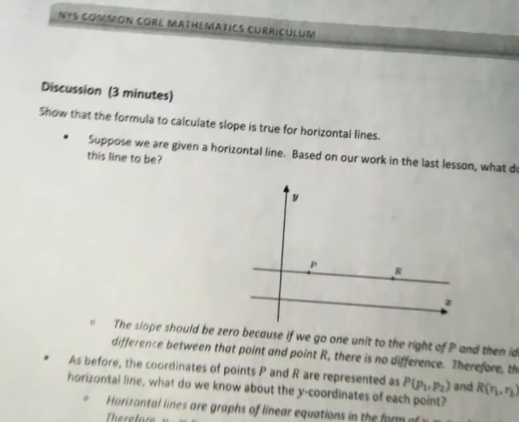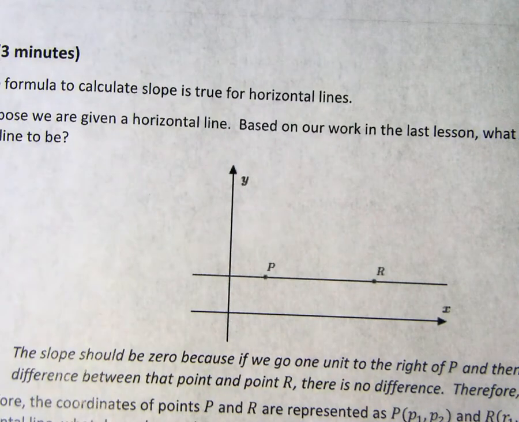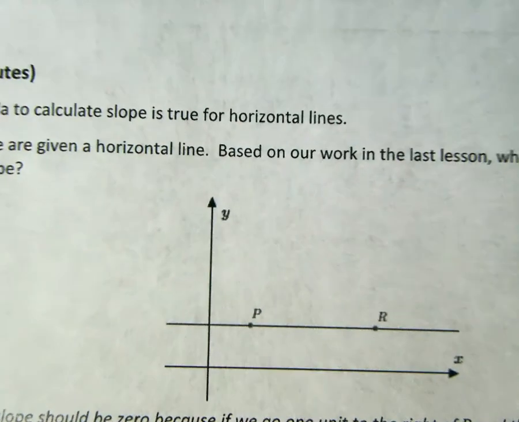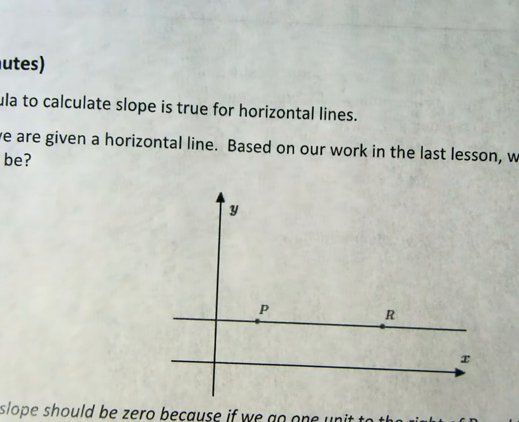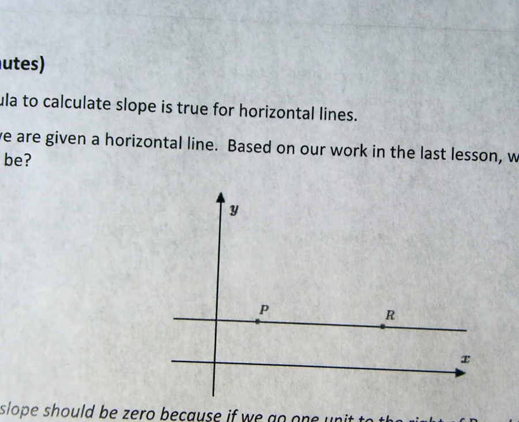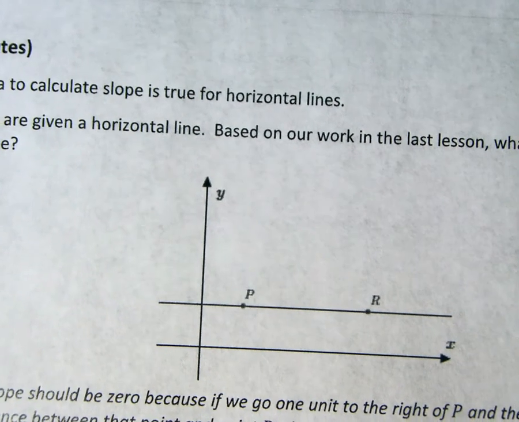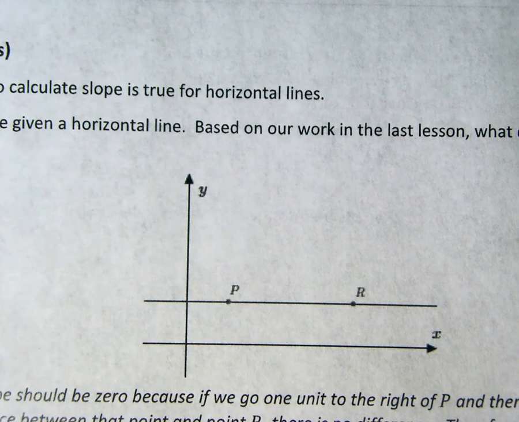Let's talk about horizontal lines. So we said in the previous lesson that horizontal lines have a slope of 0. So suppose you are given a horizontal line. We're going to expect the slope to be 0. But let's give points P and R some numbers so that we can verify.